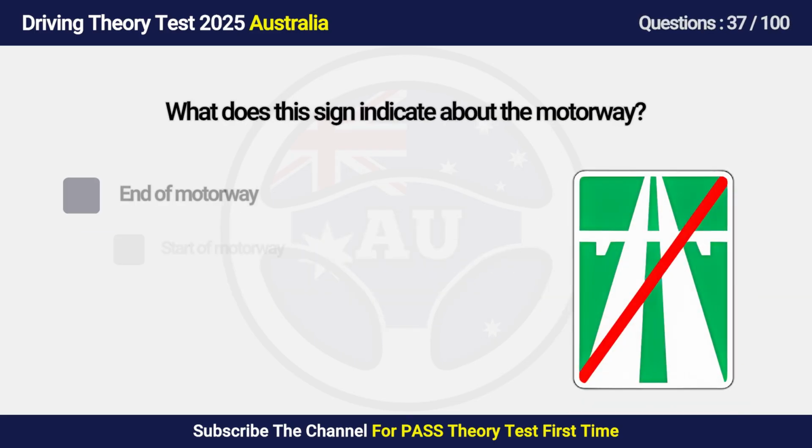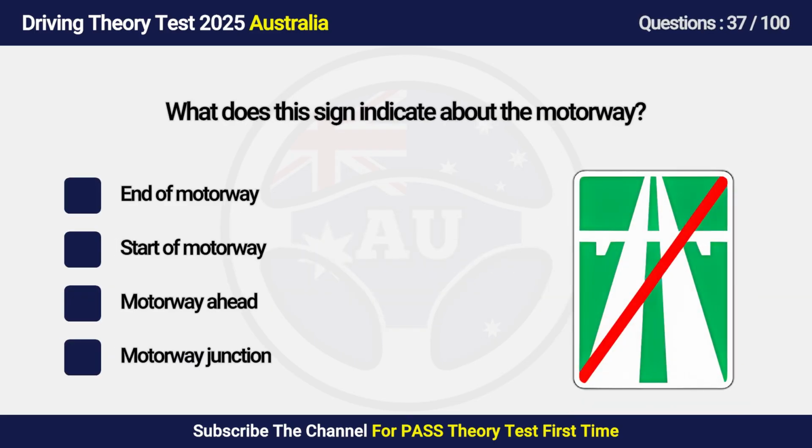Question 37. What does this sign indicate about the motorway? A. End of motorway. B. Start of motorway. C. Motorway ahead. D. Motorway junction.